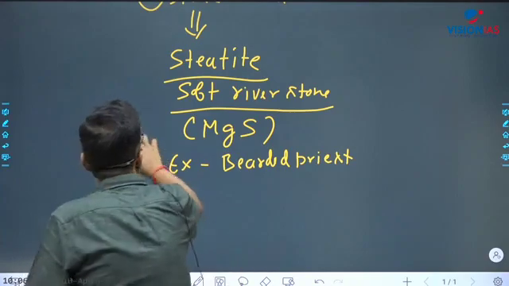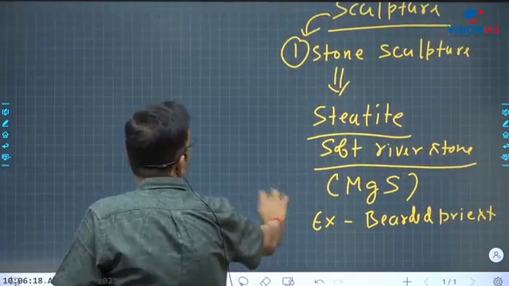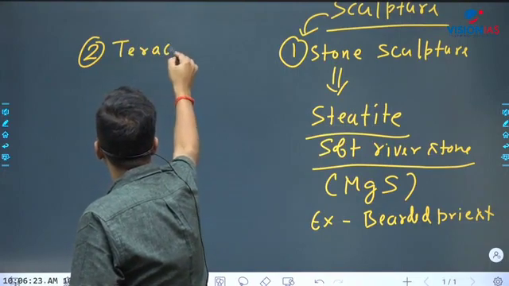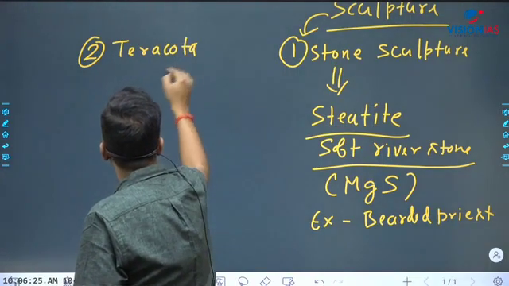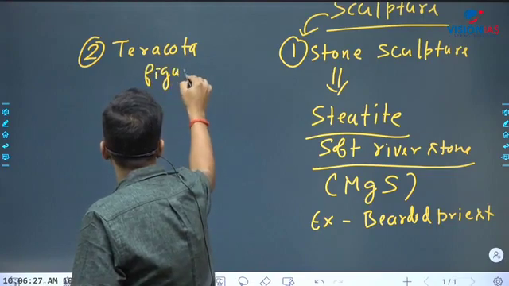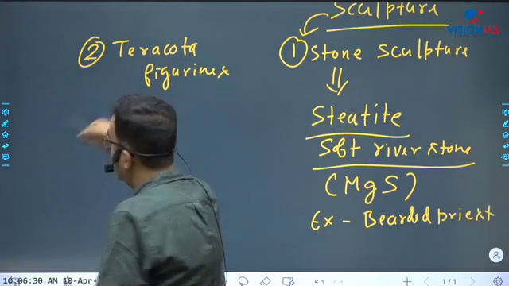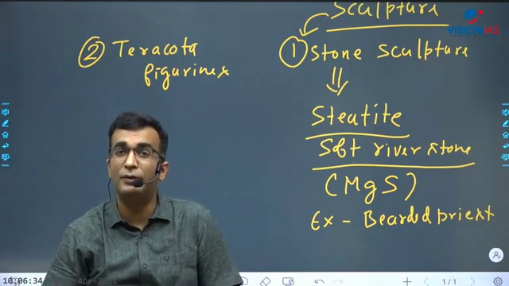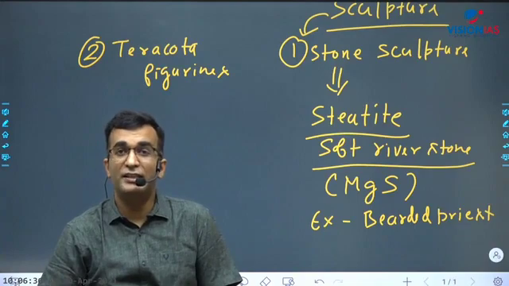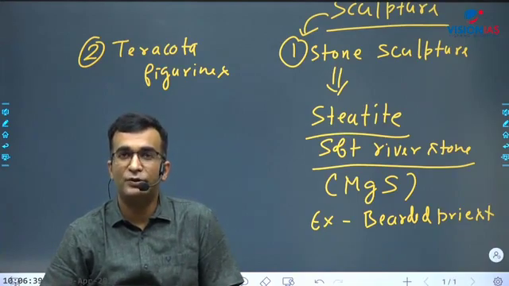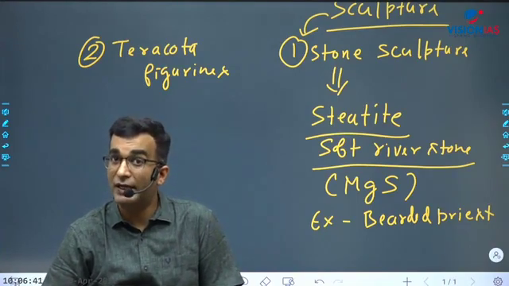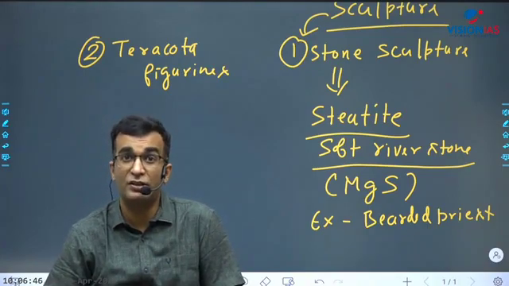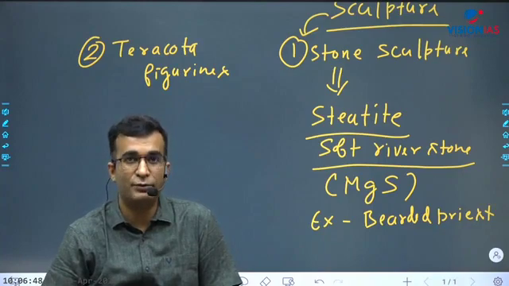Then after this stone sculpture, let's look at the second one, which is terracotta figurines. Now in terracotta figurines there is something to discuss, and I hope when you were reading ancient and medieval history, you must have discussed the religion at this point of time in the Indus Valley civilization, what all forms of religion, who all were worshipped at this point of time.